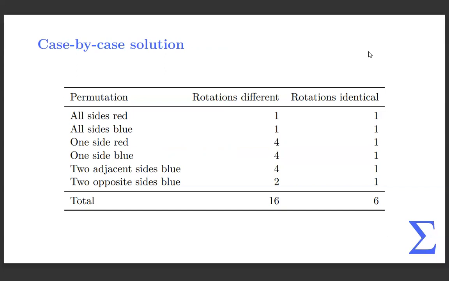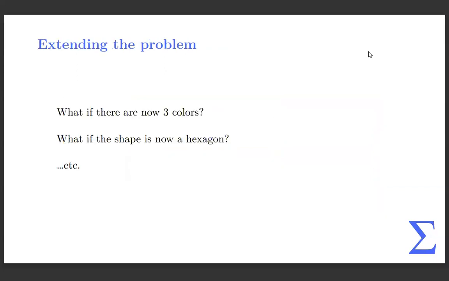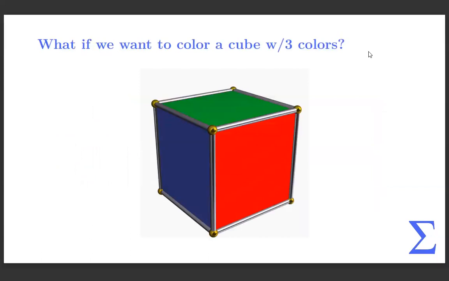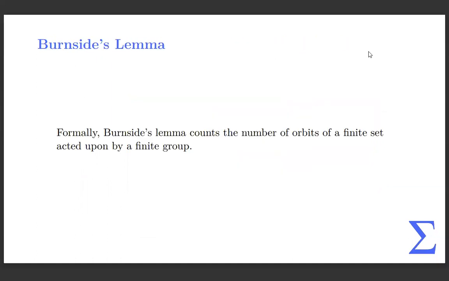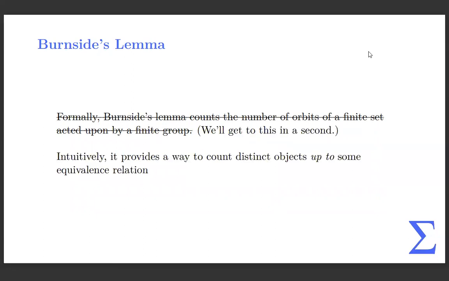Again, this is messy, this is difficult, and doing it on a case-by-case basis as you extend the problem becomes impossible, right? So what if now there are 3 colors? What if I turn this into a hexagon? What if I get a cube that I want to color with 3 colors and then rotate it? It's the same kind of problem, but it's harder, right? And Burnside's lemma does this formally, but this is less interesting than what we want to do, which is we want to count distinct objects up to some sort of equivalence relation, right? And that equivalence relation comes from rotations or reflections or something like that. So does the problem we're trying to solve make sense?